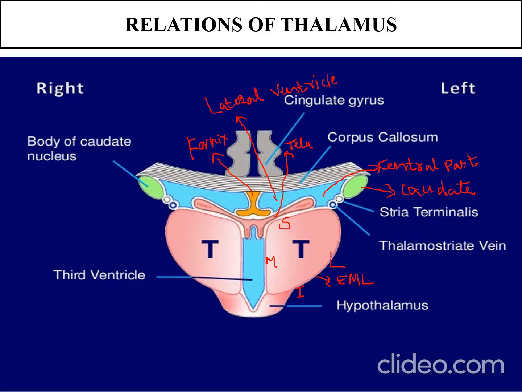Now the medial surface forms the upper part of the lateral wall of the third ventricle. The right and left thalami are interconnected by an interthalamic adhesion on the medial surface. The lateral surface relates to the posterior limb of the internal capsule. The lateral surface of the thalamus and the internal capsule are separated by a thin layer of white matter called the external medullary lamina. The inferior surface relates to the subthalamus.